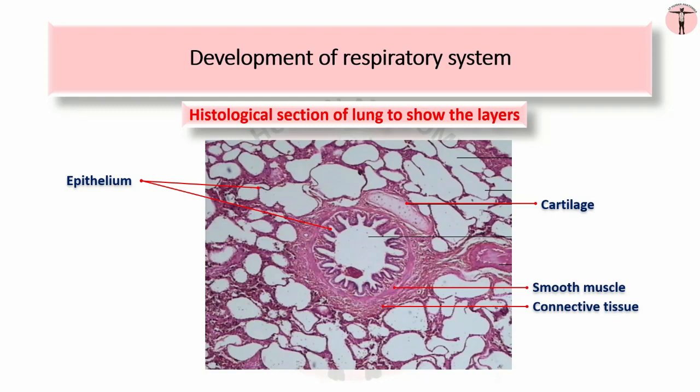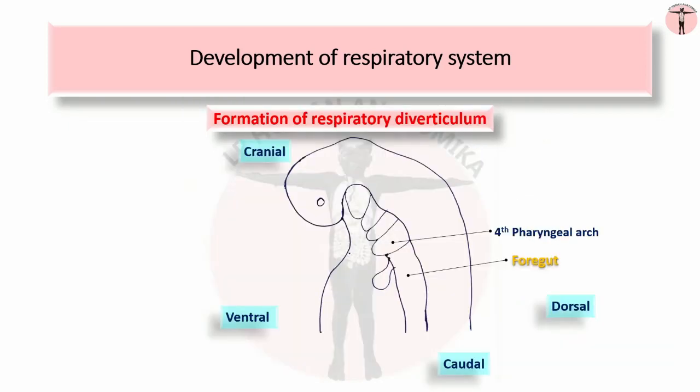Since the diverticulum is developing from the foregut, which is formed by the definitive endoderm layer, the epithelium of the internal lining of the larynx, trachea and bronchi, as well as that of the lungs, is entirely of endodermal origin. The cartilaginous, muscular and connective tissue components of the trachea and lungs are derived from the splanchnic or splanchnopleuric mesoderm surrounding the foregut. By the end of 4 weeks, the respiratory diverticulum or the lung bud appears as an outgrowth from the ventral wall of the foregut.